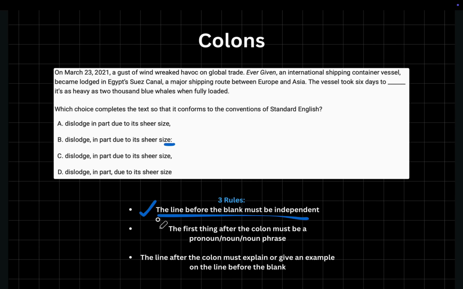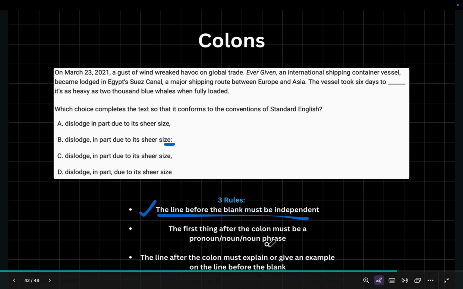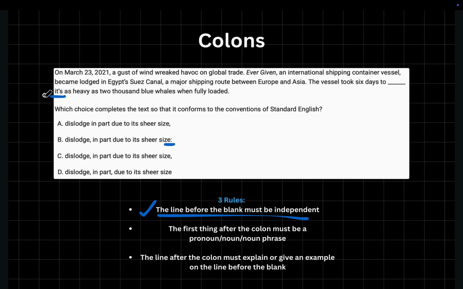Rule number two, the first thing after the colon must be a pronoun, noun, or a noun phrase. Okay, the first thing after the colon is the word it. The word it is a pronoun. Pronouns are like it, she, he, they, we, and so on. So since it is a pronoun, then rule number two will work.